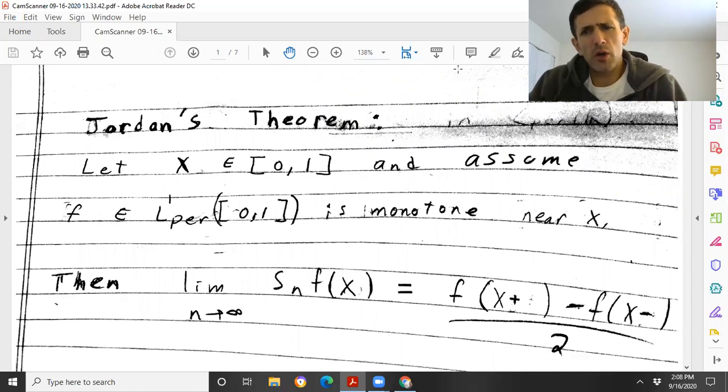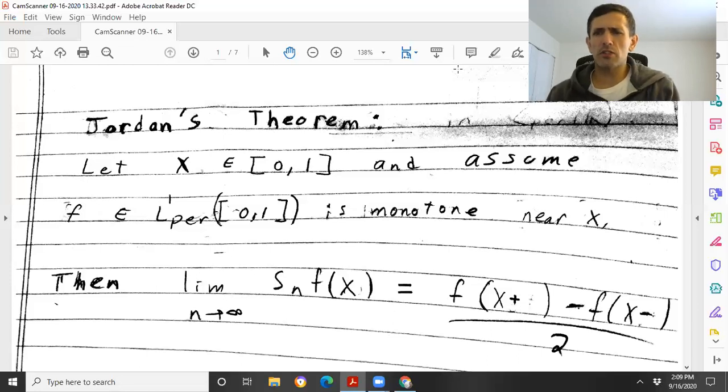So what I want to do now is finish up pointwise convergence of Fourier series by discussing Jordan's theorem and Dirichlet's theorem. I will prove Jordan's theorem in this video, and I will state Dirichlet's theorem and basically make the proof homework, because the proof is similar to Jordan's theorem's proof, except it's quite a bit simpler. Jordan's theorem requires more work.